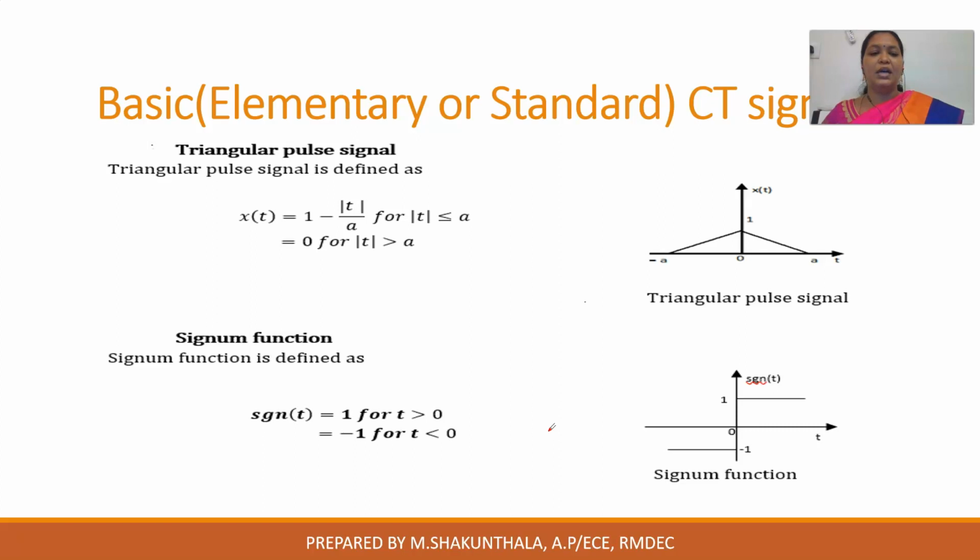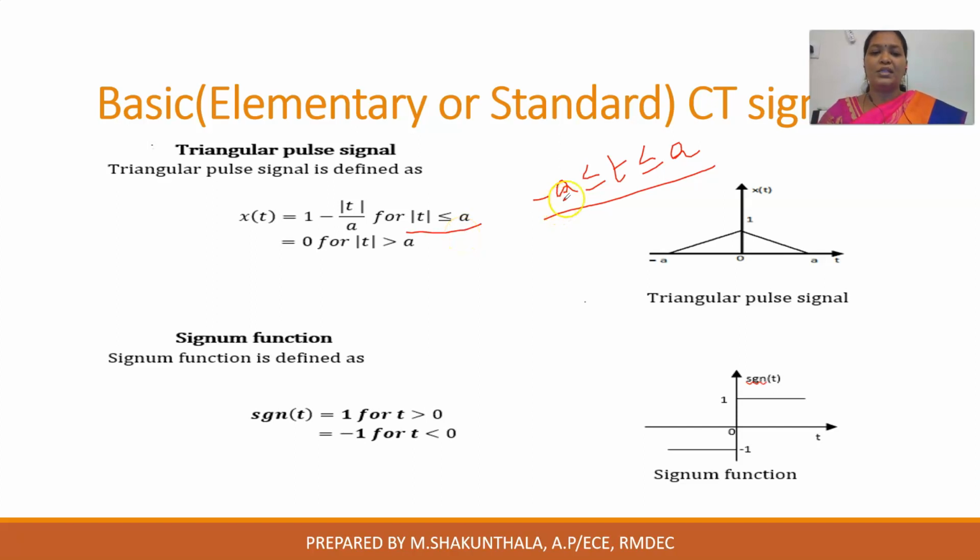Triangular pulse signal. The triangular pulse signal is given by 1 minus modulus of t by a, for modulus of t lesser than or equal to a. Again, how will you write this range? It will be written as minus a to a. Only for these values the signal exists; for other values it is 0.